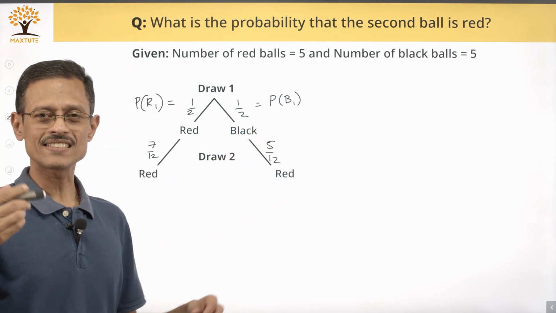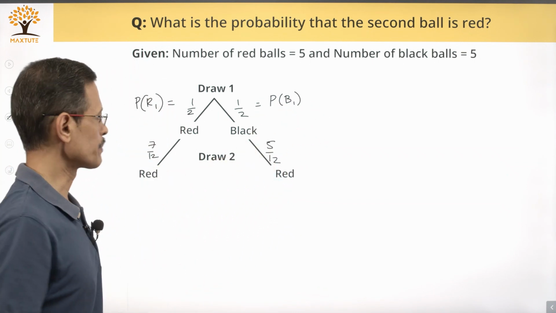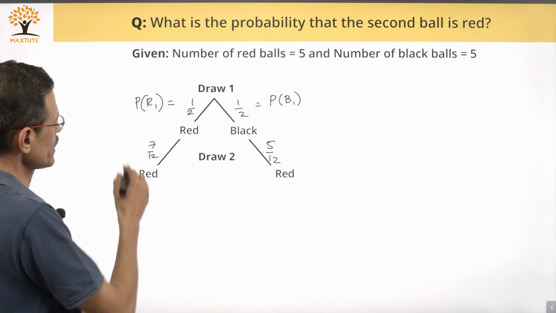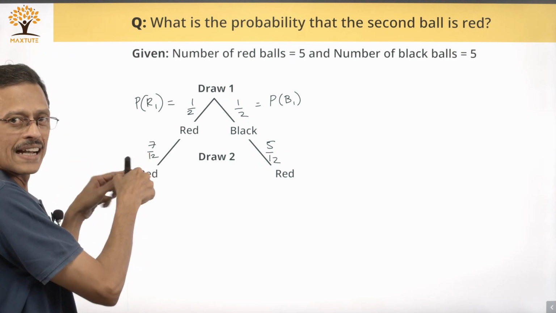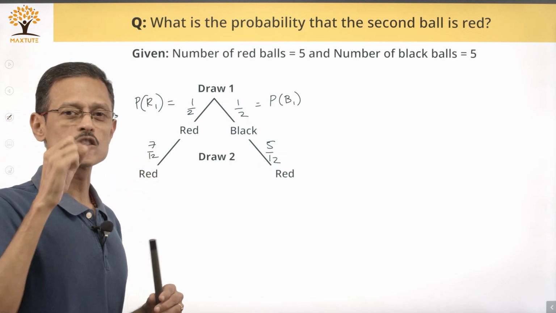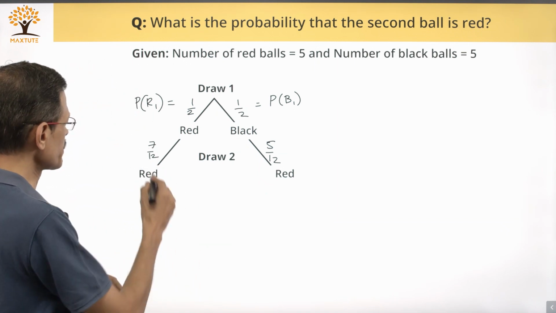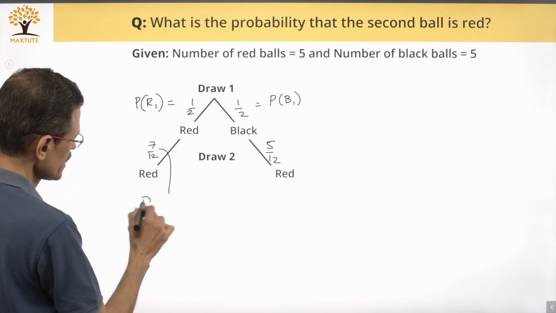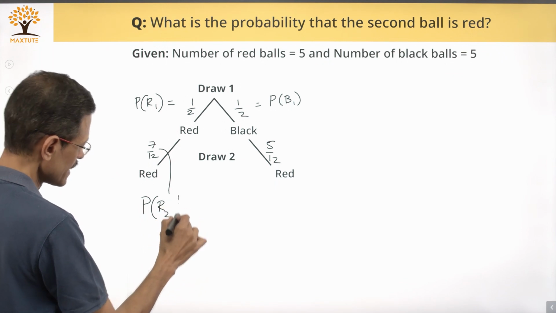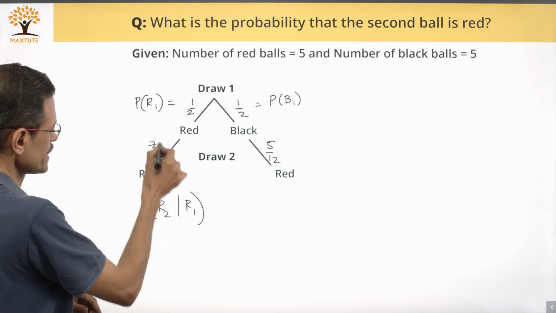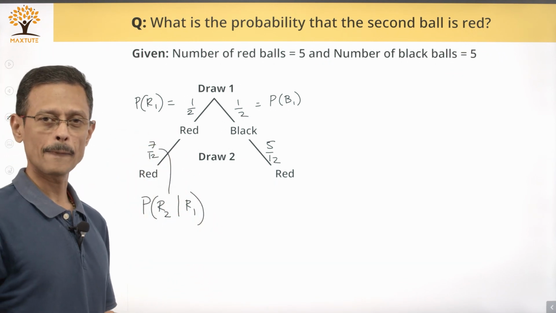We'll write these in the next slide. So we're telling the examiner what we mean by those. The 7 by 12, look at it. It is the second ball being a red, given the fact that the first ball is a red, right? Now writing the denotation becomes easier, right? The denotation for this is the second ball is a red, given that the first ball is a red. That is equal to 7 upon 12.